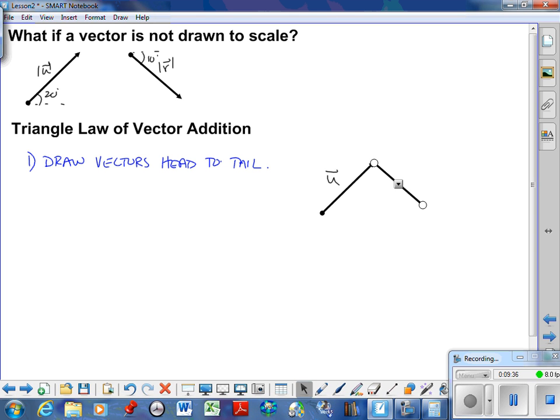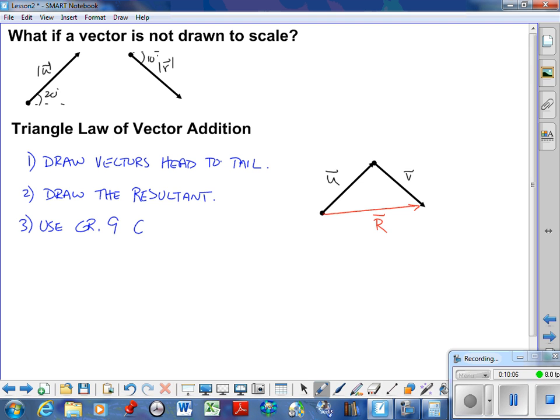So we do exactly what we did on the previous page. We just don't have a grid, so you don't have to worry about a ruler in terms of measuring the angles or anything like that. So that's stage 1. Stage 2 is draw the resultant. So our resultant is going to be right there. Step 3, and this is the tricky part, use grade 9 geometry. And that would be the F pattern, the X pattern, the Z pattern, etc. to determine angles.